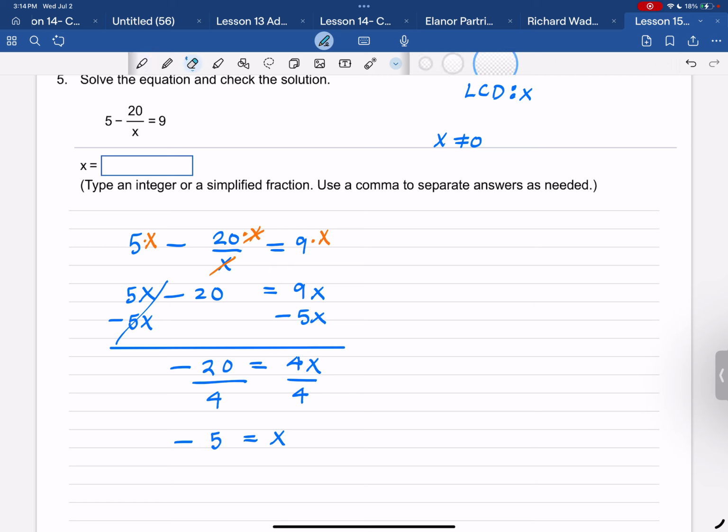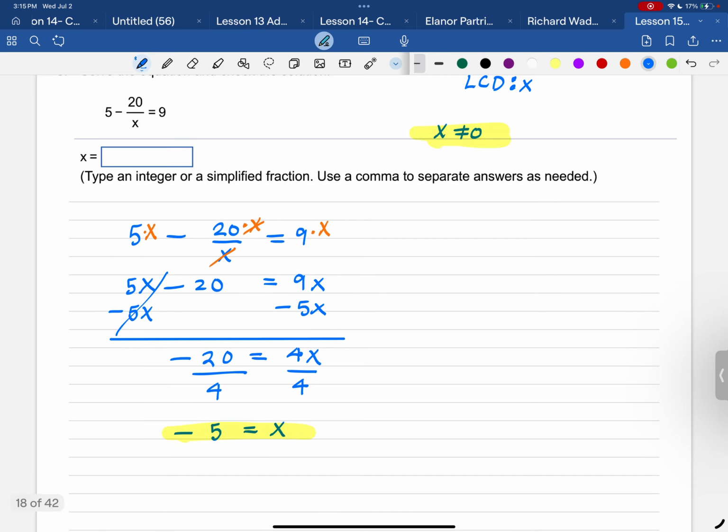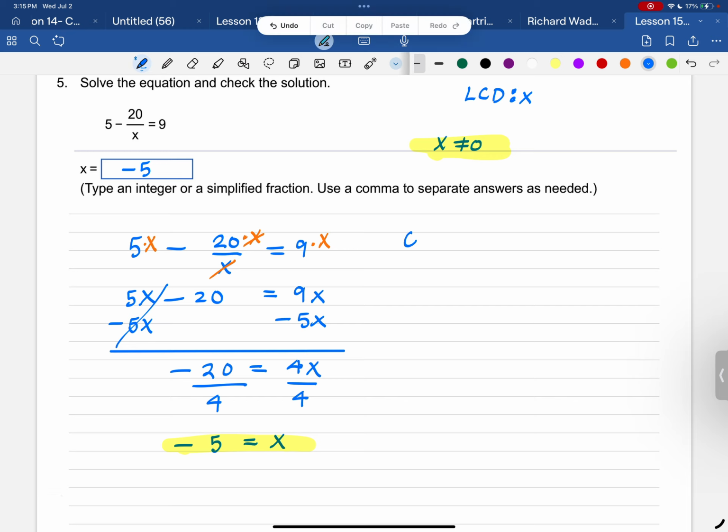Now remember, we said x can't be 0. But we didn't get 0. We got negative 5. So our answer is x is equal to negative 5. Now with all equations, you have the ability to check to see if you have the right answer. So while a check is not required, I do recommend that you at least practice it occasionally so that on a test you can actually check your work to see if you have the right answer.